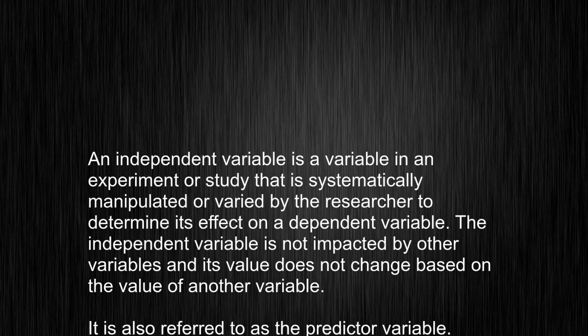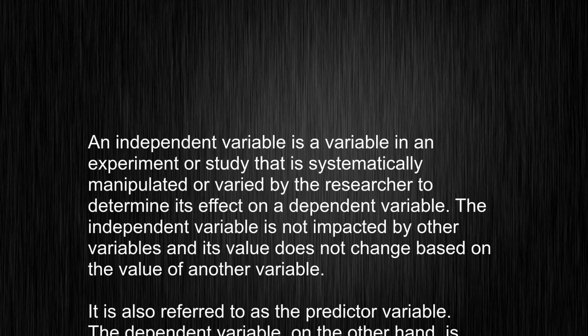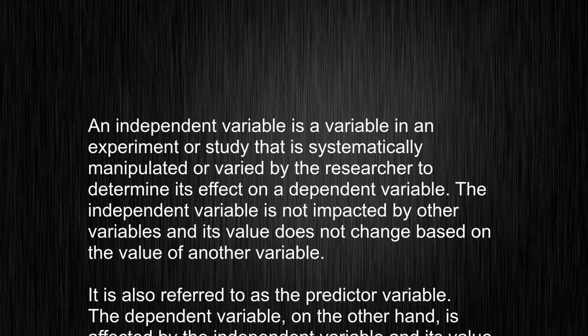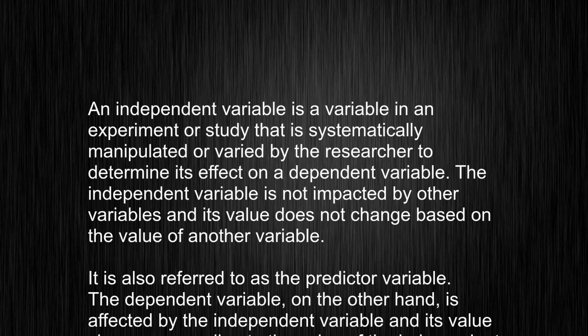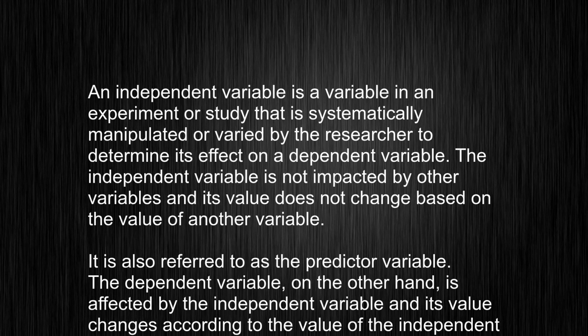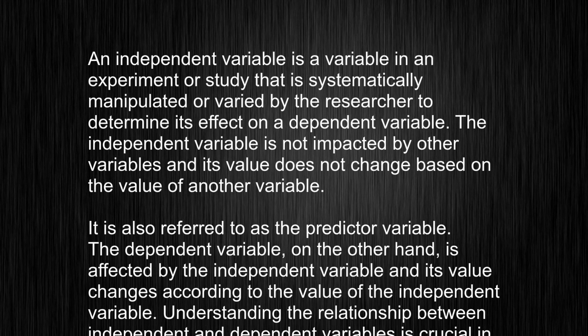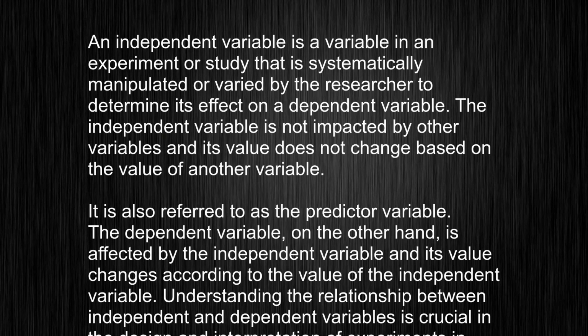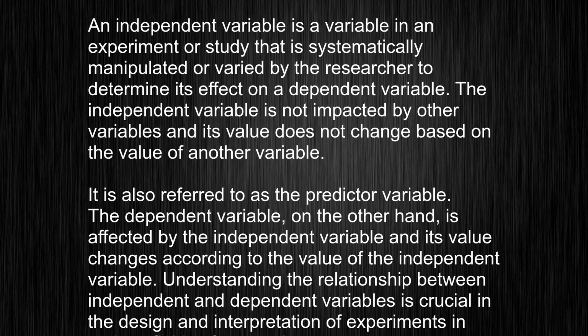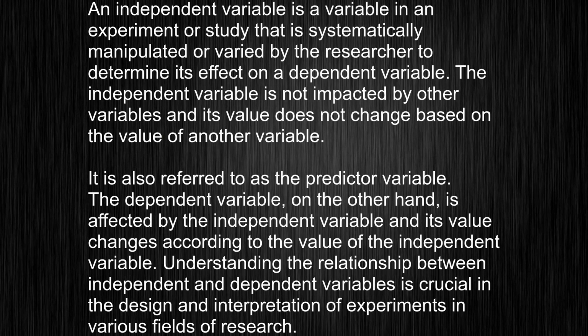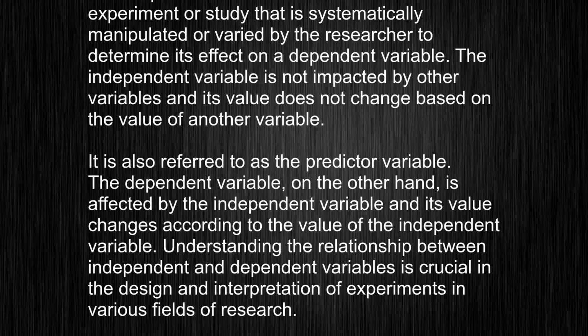An independent variable is a variable in an experiment or study that is systematically manipulated or varied by the researcher to determine its effect on a dependent variable. The independent variable is not impacted by other variables and its value does not change based on the value of another variable. It is also referred to as the predictor variable.